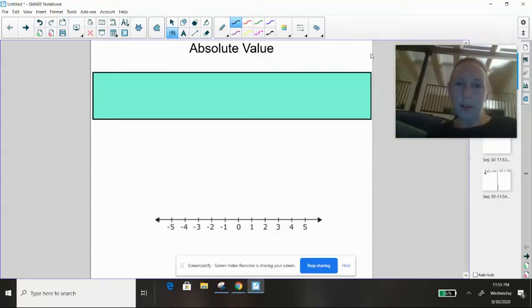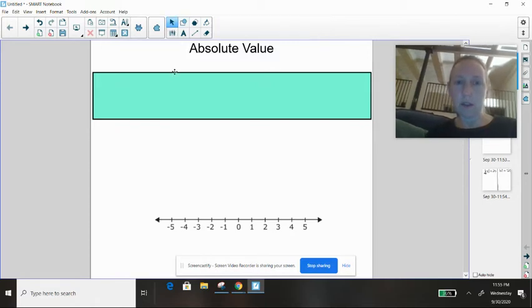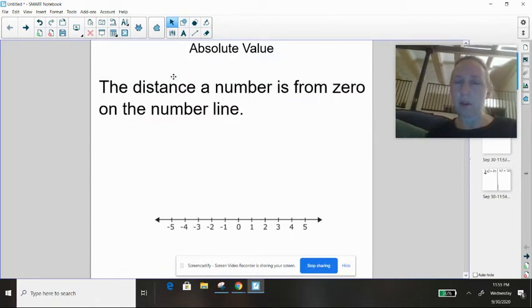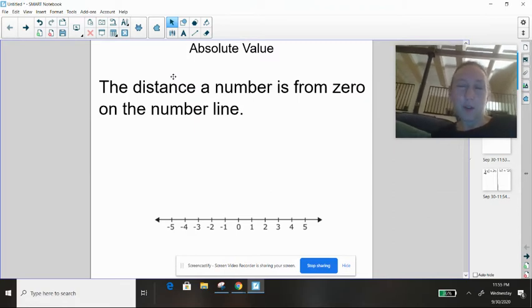So the last concept we're going to do in our number sense unit is absolute value. And for the sake of simplicity, we're just going to define it as the distance that a number is away from zero. It's actually a little more complicated than that, but for right now, that's an appropriate definition for us to be using. So what does that mean?